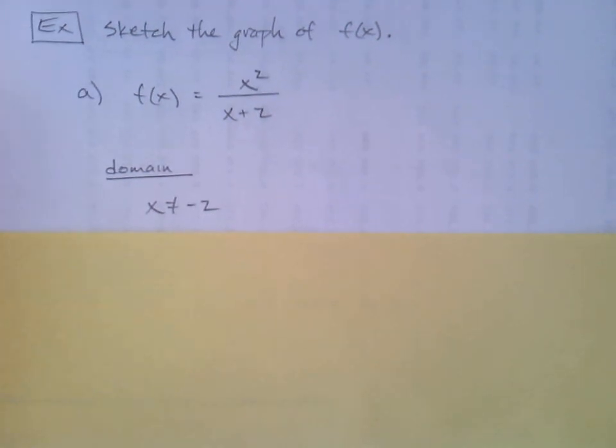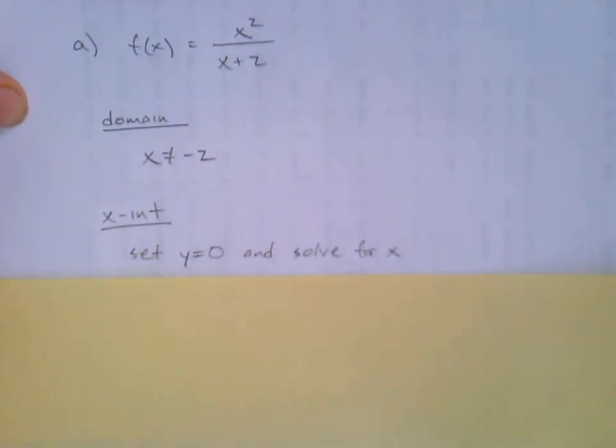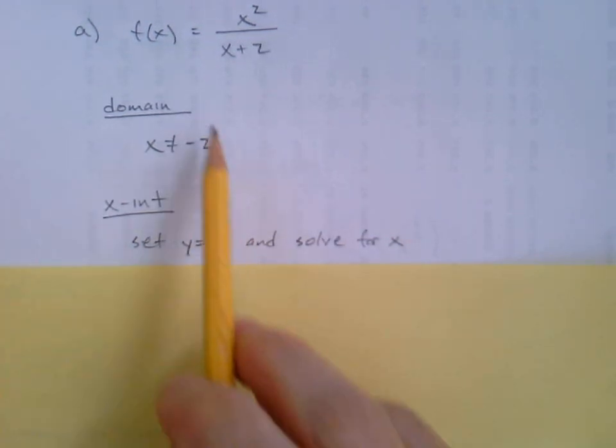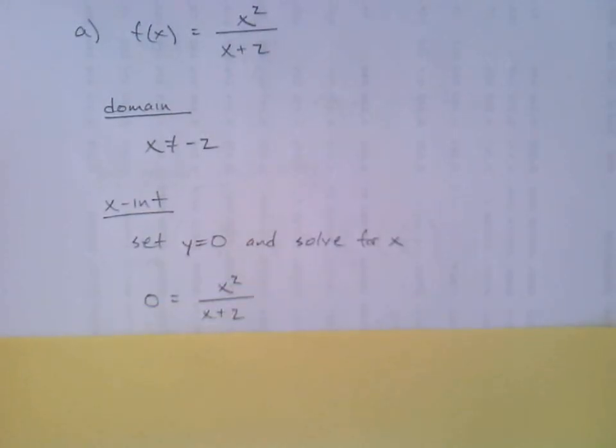Okay. The next one, the x-intercept. I don't think we've talked specifically about this in this class, so I'm not sure how familiar it is to people to find the x-intercept. Here's the strategy. We're going to set y equal to 0 and solve for x. If you're crossing through the x-axis, then your y-coordinate is 0. So I'm going to take a 0 and put it in right there and solve for x. 0 equals x squared over x plus 2.